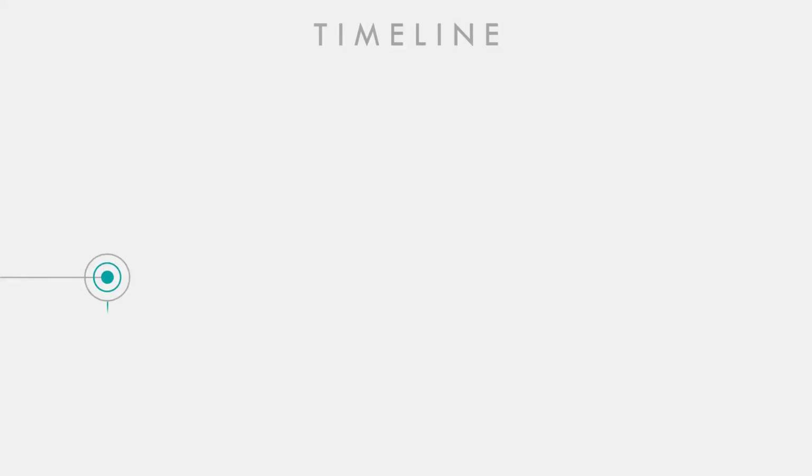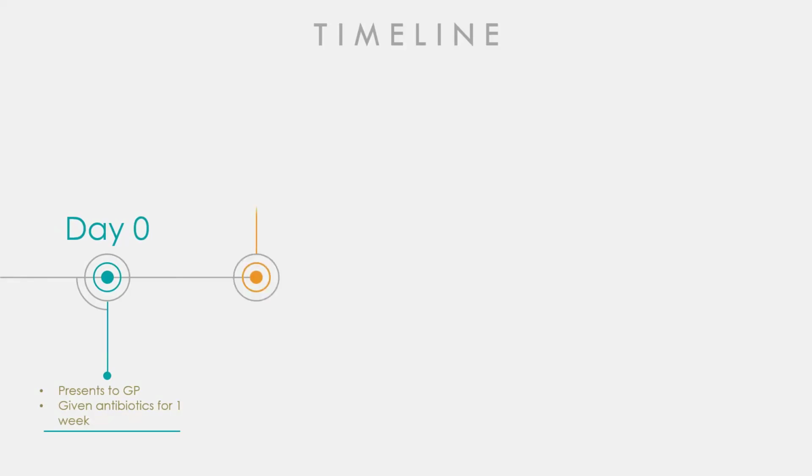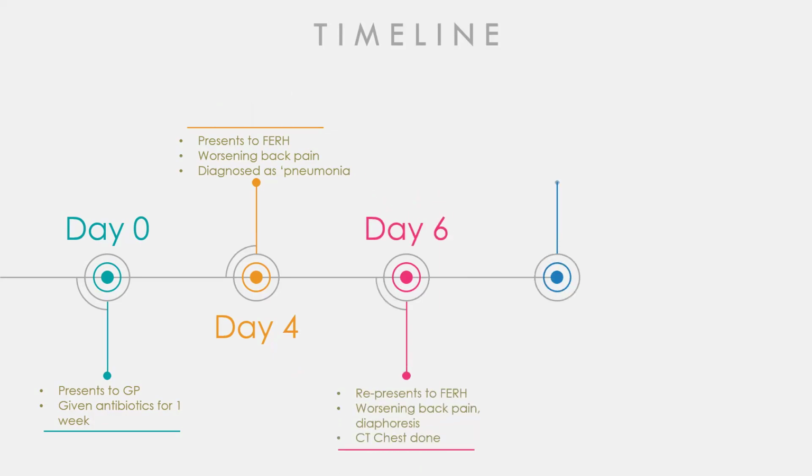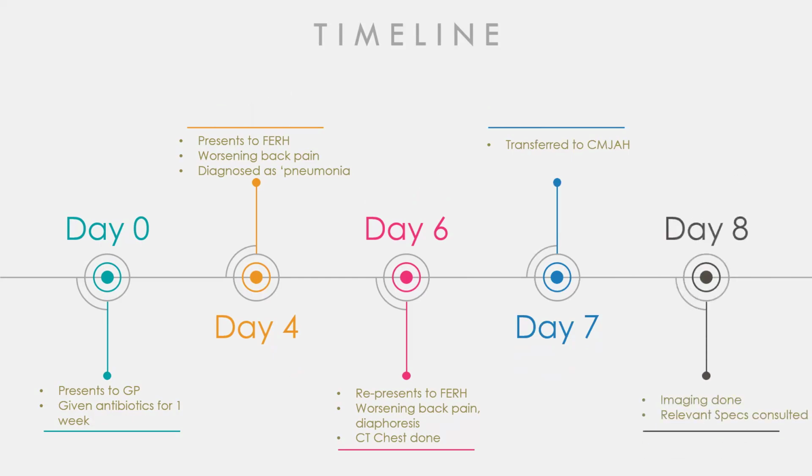And in terms of his presentation, he initially presented to his GP with this cough, non-specific symptoms initially, and was discharged with a week of antimicrobials. He then presented to his local hospital, Far East Rand, with worsening back pain, and was diagnosed as having a pneumonia. Then they discharged him on more antibiotics. We're not sure what, but he was given more antimicrobials. And then he re-presented 2 days later with even worsening back pain, but he was quite ill at this point.